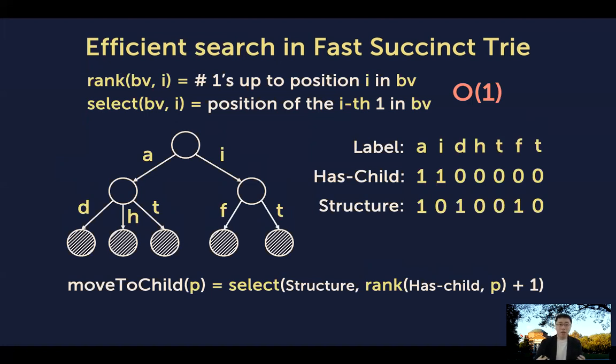Here's the formula for moving to the child node. For example, suppose we are right here at position 1. We first compute rank 1 on hash child. Because there are 2 ones up to this position, the result of this rank is 2. Plus 1 is 3. Now we compute select 3 on structure. We found that the third set bit in structure is at position 5, and boom, we have successfully moved to the child node, like magic.